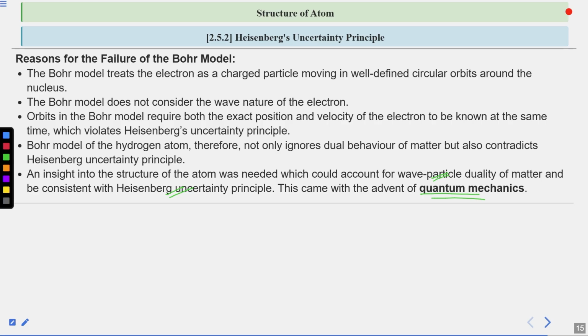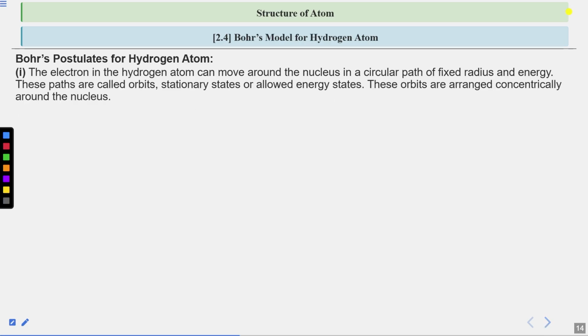Now we will try to understand the Bohr model once again. Students, you have to listen very carefully. Each point is very, very important for Bohr's model of the hydrogen atom. The first point is that the electron in a hydrogen atom can move around the nucleus only in a fixed radius and energy, and Bohr named them orbits, stationary states, or allowed energy states. So this was his first postulate. Easy to understand, not a difficult one. He just gave a name and said that it will only revolve in a fixed orbit. Rutherford said that it is just revolving around the proton. No fixed word was used there.